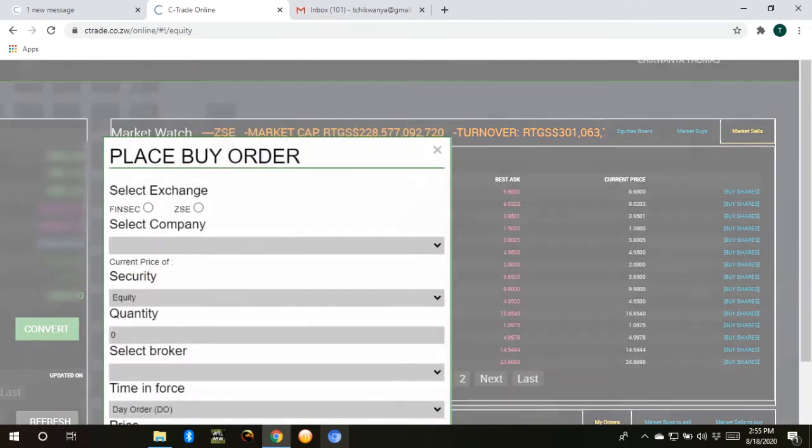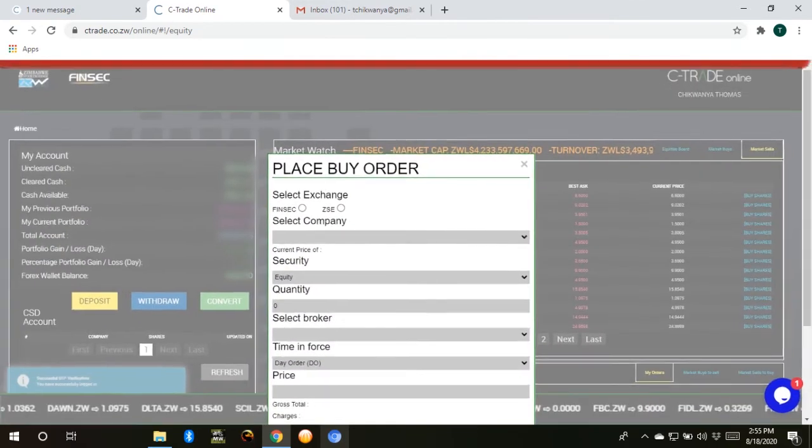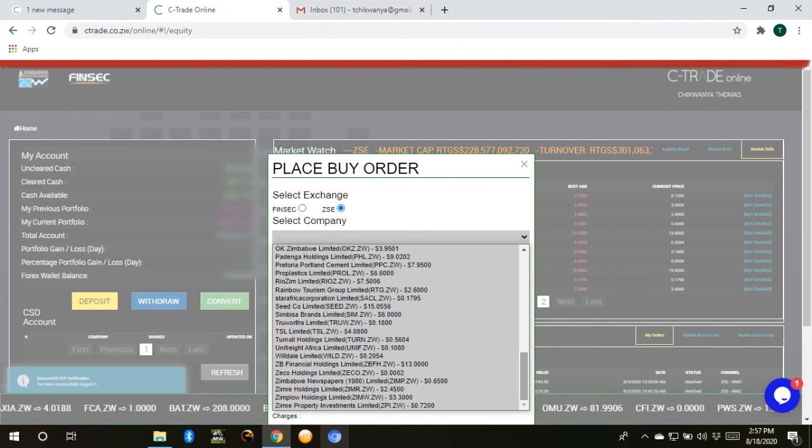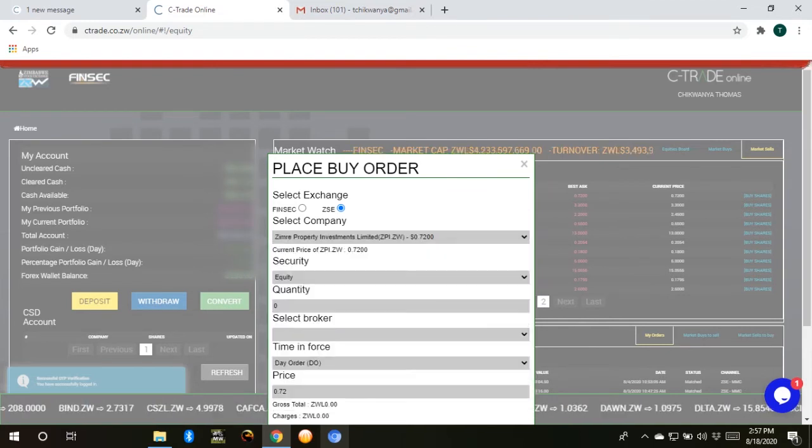Once a pop-up dialog box appears, you select Zimbabwe Stock Exchange, which is ZSE, and select the company and the quantity of shares that you want to buy. Shares can only be bought in multiples of 100, so you can only buy either 100, 200, 300. You cannot buy 550 shares or 50 shares. They can only be in multiples of 100.